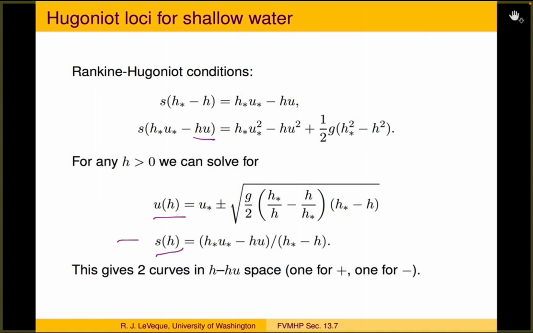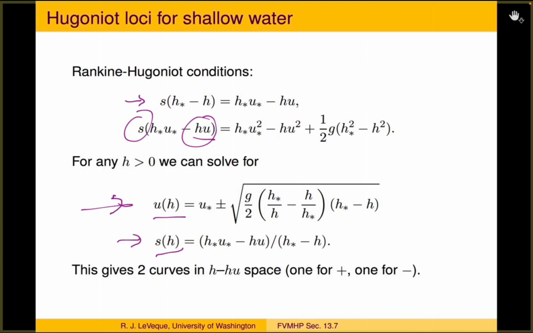So for example, this equation for S simply comes from dividing the right-hand side of the top equation by the left-hand side. And then once you have S, if you plug that in here and solve for HU and divide by H, you get this expression for U. So I'm skipping some details here, but you can derive those expressions for how U and S vary with H.